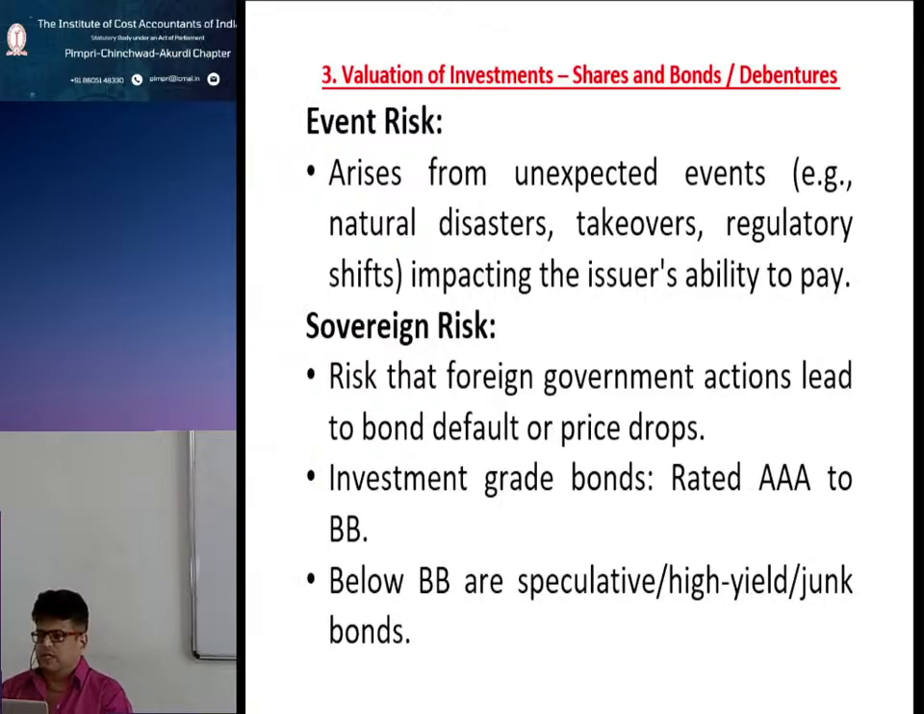So sovereign risk is the risk from the government. The risk that foreign government actions lead to bond default or price drops. Investment grade bonds are typically rated from AAA to double B. Below double B, they are speculative or high yield or junk bonds.